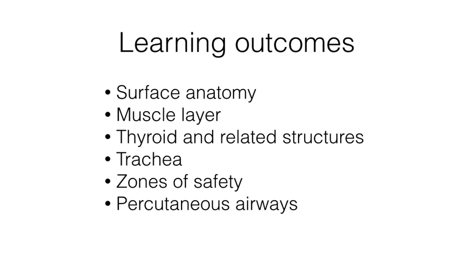And just to have a look again at our learning outcomes, we've looked at the surface anatomy, the muscle layers, the thyroid and related structures, the trachea, the zones of safety, and briefly at the different types of percutaneous airways.